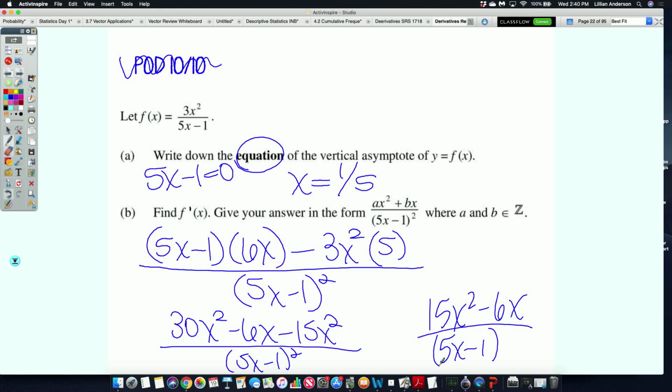Exactly. And what does this symbol mean right here? All real integers. Integers. Whole numbers, positive and negative.